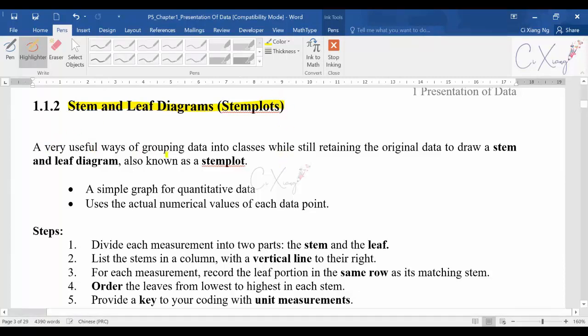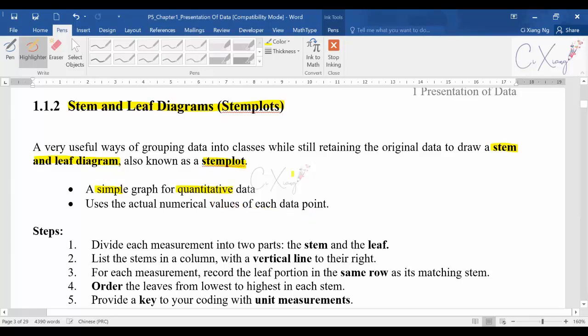A stem and leaf diagram is a very useful way of grouping data into classes while still retaining the original data. We usually call it a stem plot. That means we try to arrange the data in a proper way from the smallest number to the largest number. It is a simple graph for quantitative data, remember that, and we are using the actual numerical value for each data point.